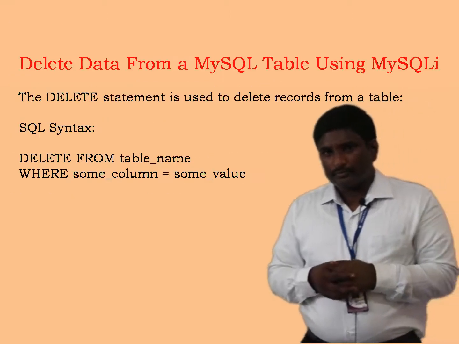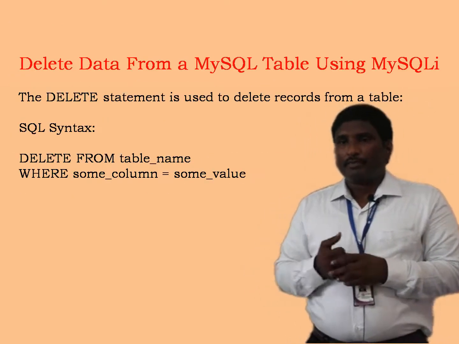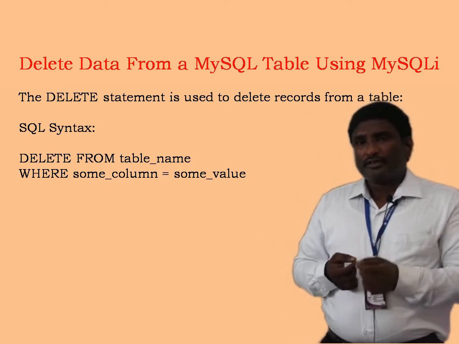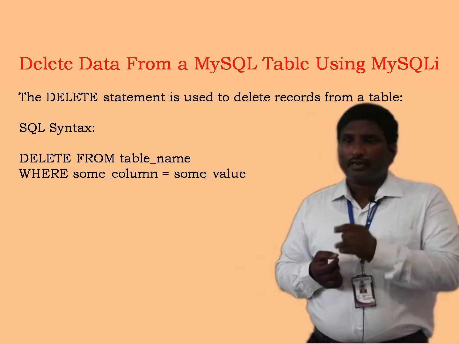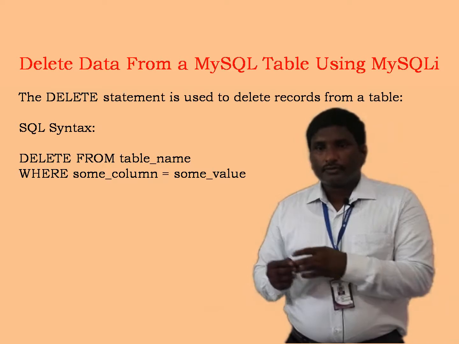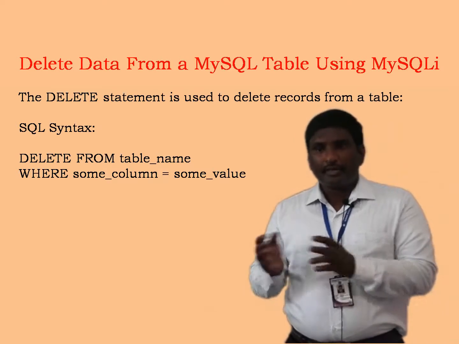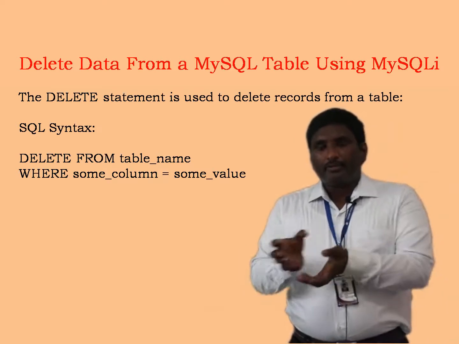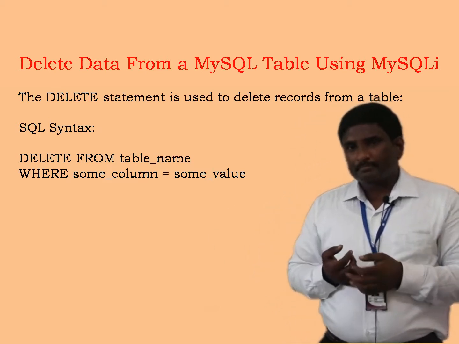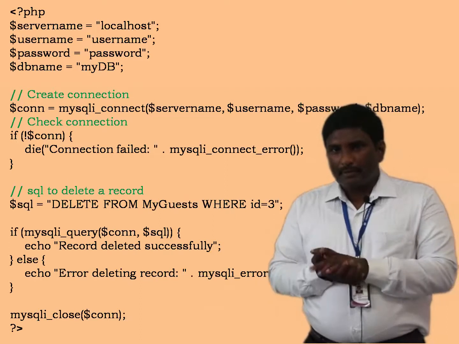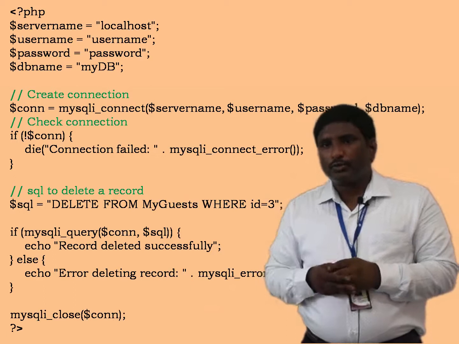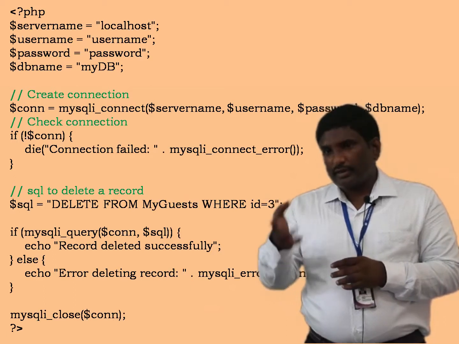Next program. Next, delete data from a MySQL table using MySQLi. Here what is the statement I used? We should use delete in order to delete the record from the table. Okay. So this is the syntax: delete from table name, where column name you need to specify and what is the value for that. So example, this is the example. So first we need to create and check the connection as usual.